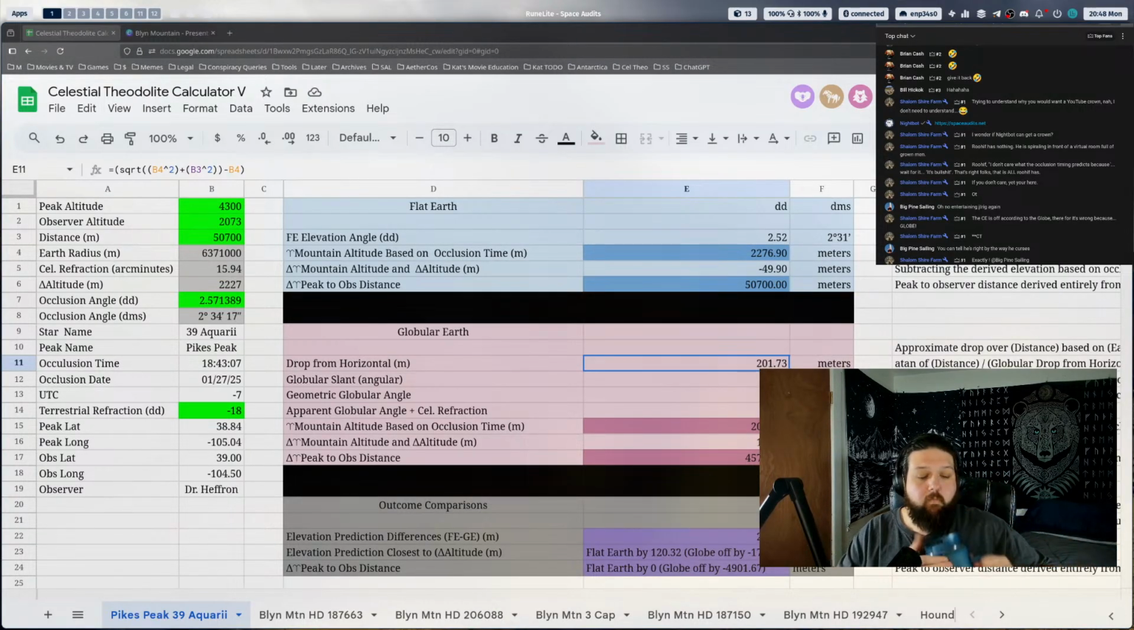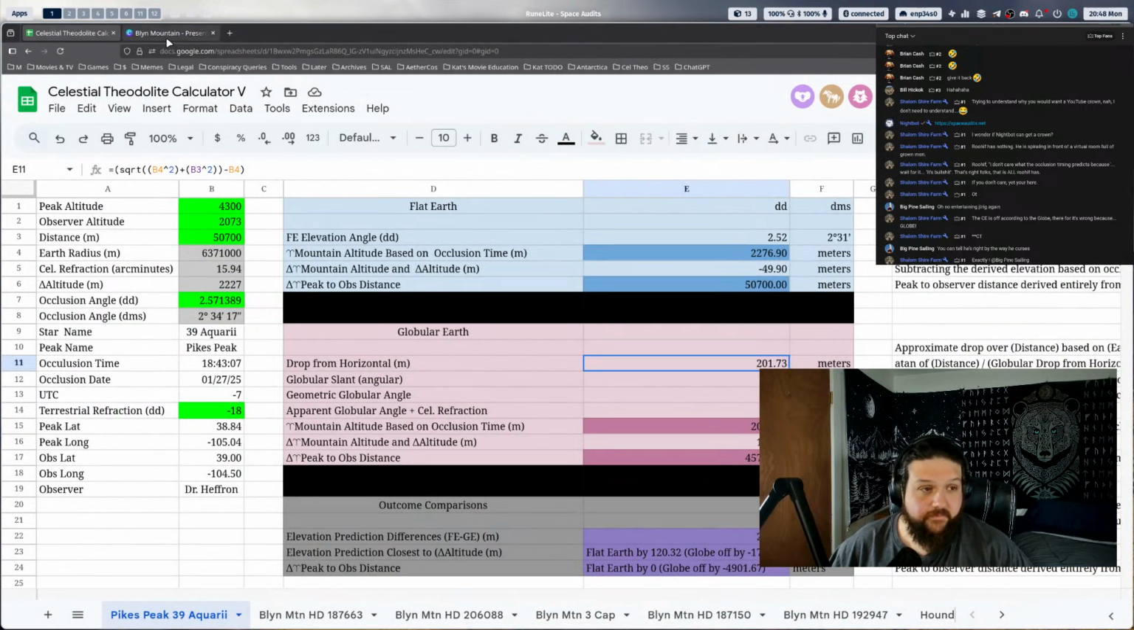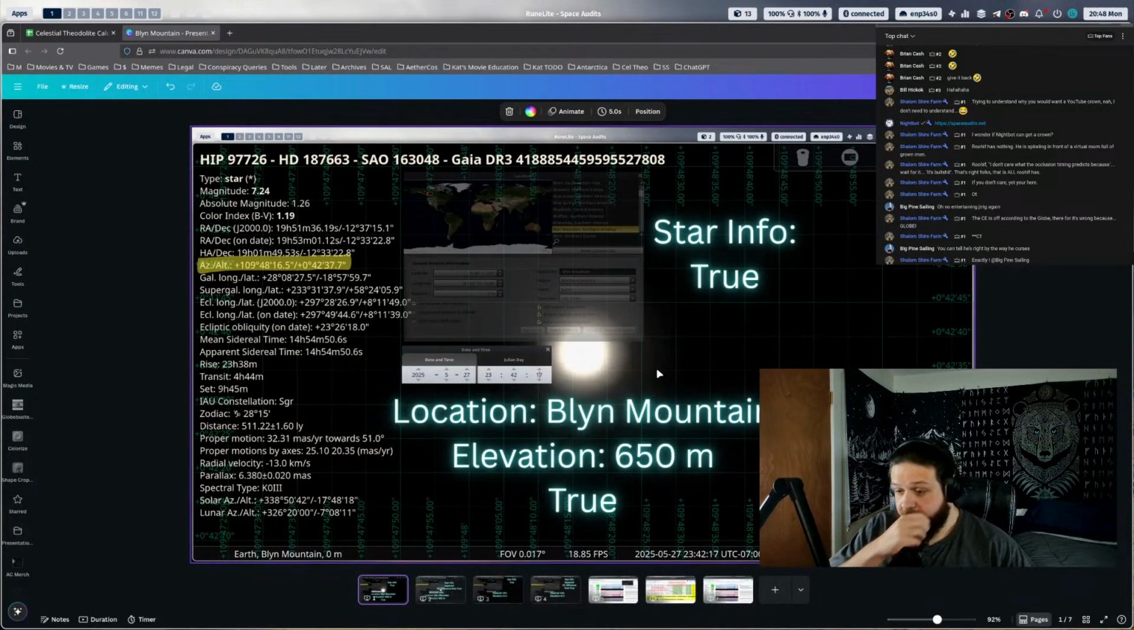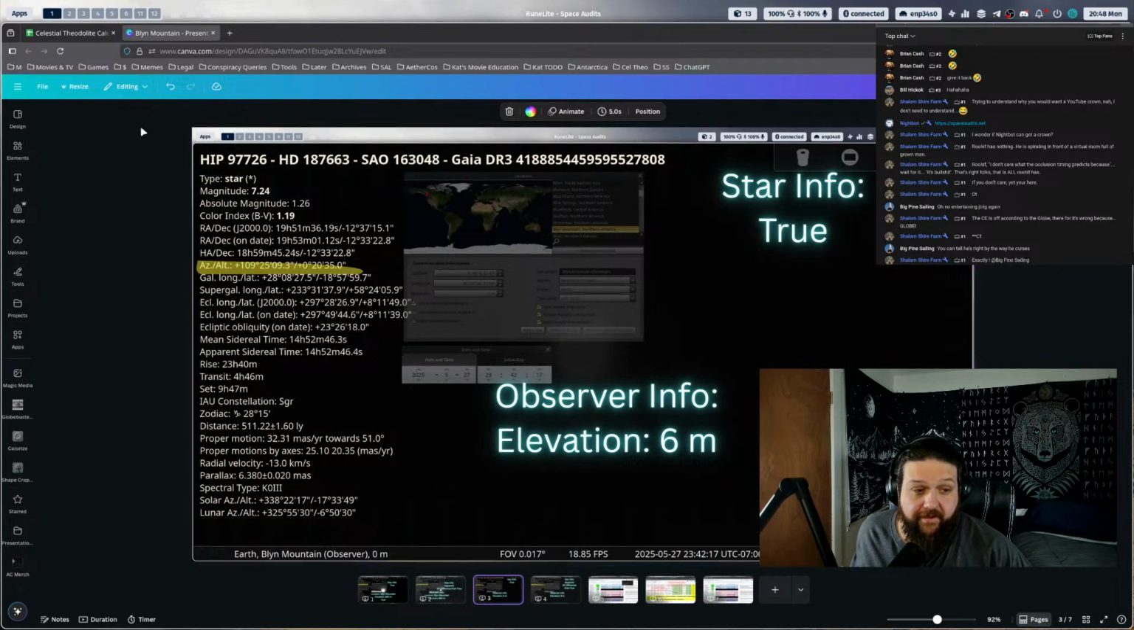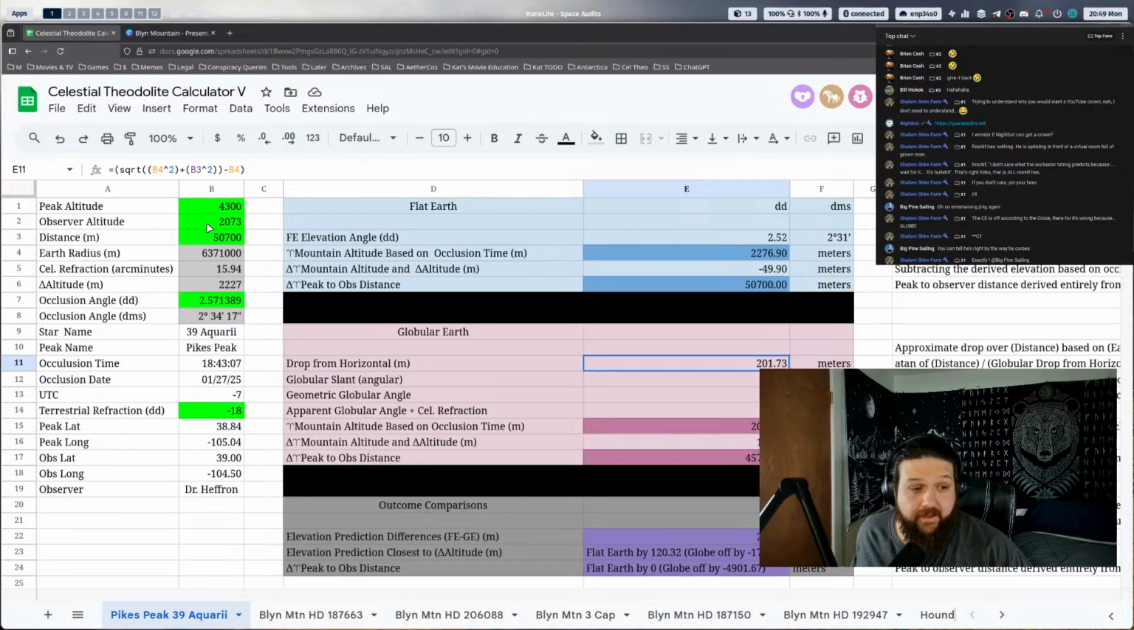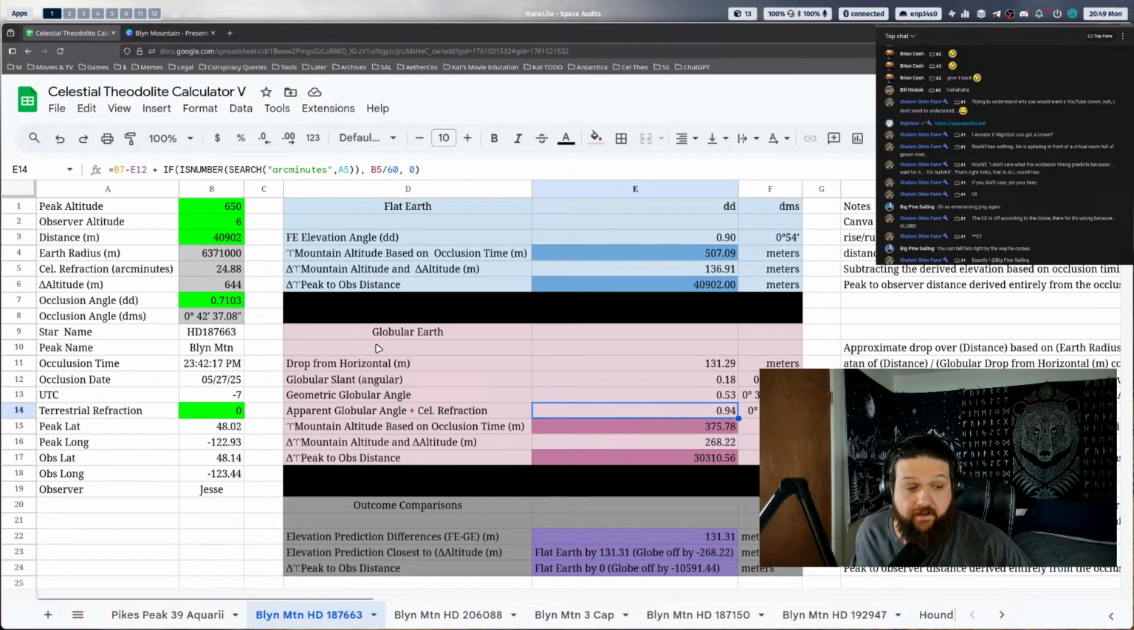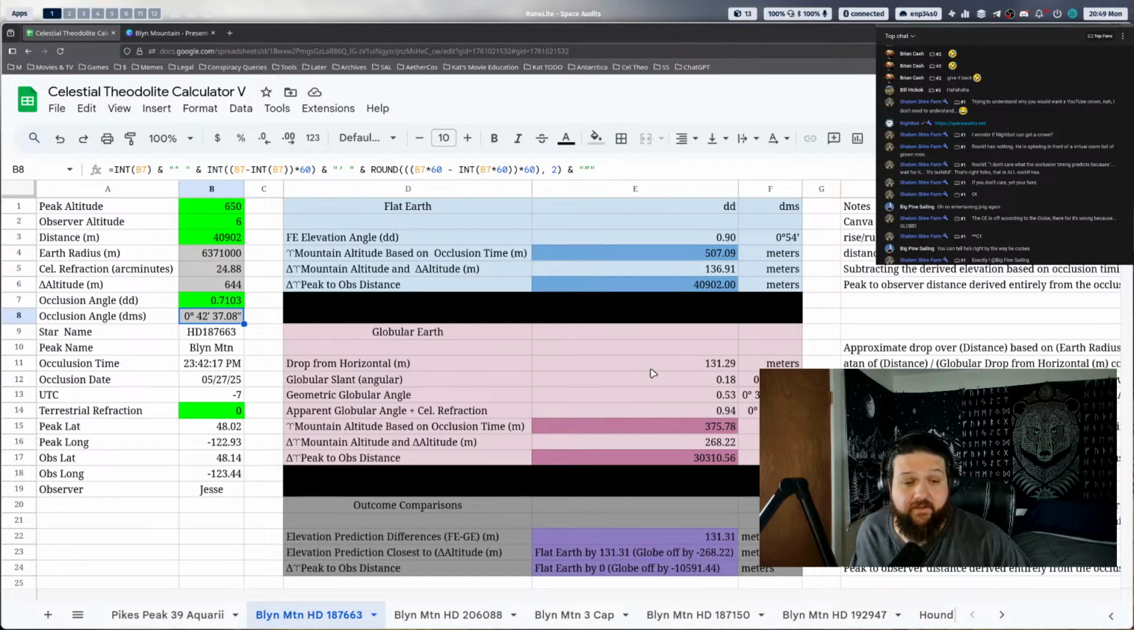Conversely, at Jesse's observation at Blind Mountain, Jesse got a different prediction than Ruhiv got, a different prediction than we did, than Stellarium. It was all different. So who has the authority on the correct globular prediction when these two are doing their own thing and ours agrees with Stellarium? That's really what it comes down to. I went into Stellarium, verified his angles, put him in here at his elevations that he said, and this is what we're looking at in the analysis and difference in elevation based off of that occlusion timing.